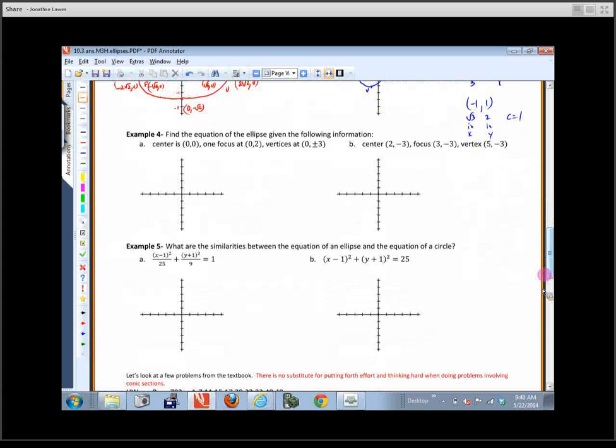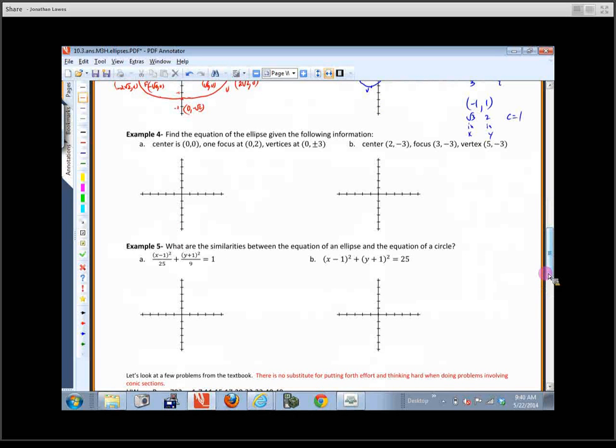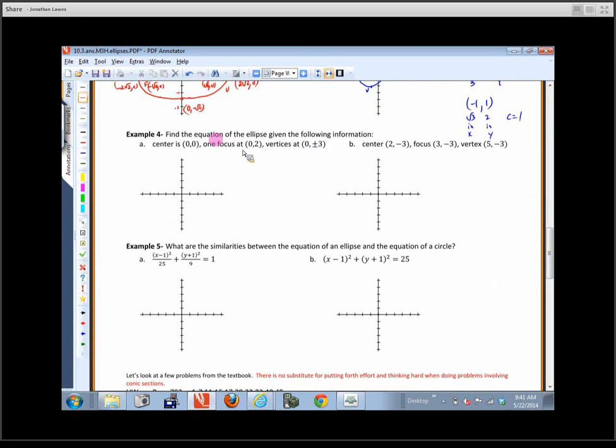Okay. So let's run through and do this really quickly. It says find the equation of the ellipse given the following information. Does it say graph the whole thing? It doesn't. Remember yesterday I said make sure you pay attention to the instructions and do exactly what it says. All we have to do is come up with the equation. So let's do this. Center is at 0, 0. That's good because that tells you what h and k is.